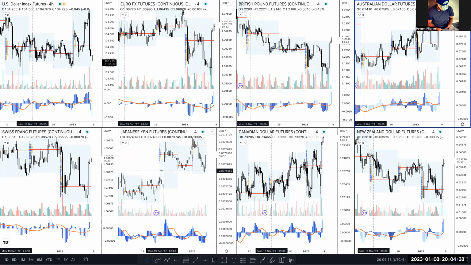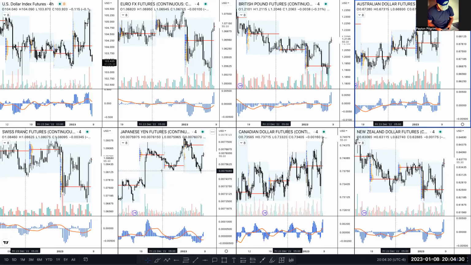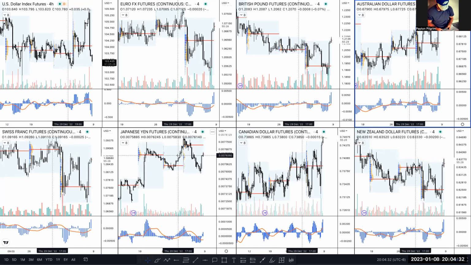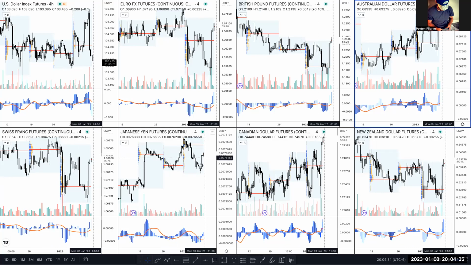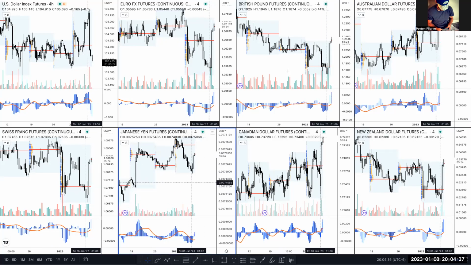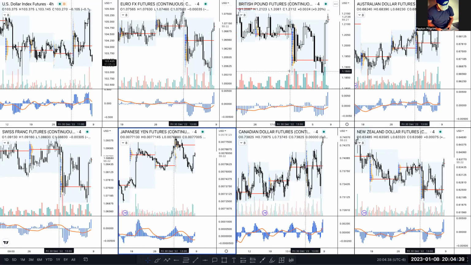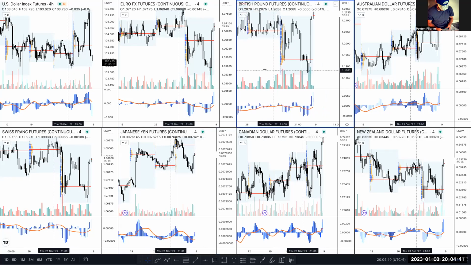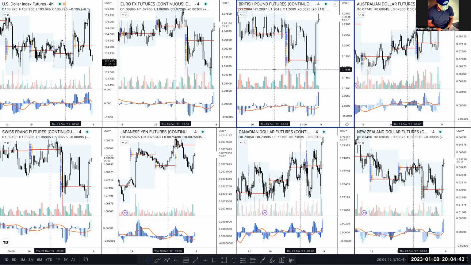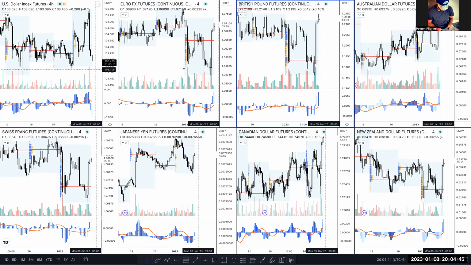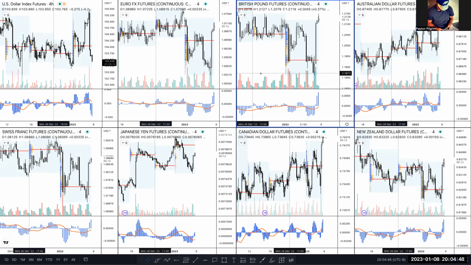What I'm going to be looking for, though, is to see if the yen is going to slow down a little bit and make a correction. And then I'm going to be looking to see if the pound will go ahead and make a bullish move. Okay, so we're going to go into these one by one now.